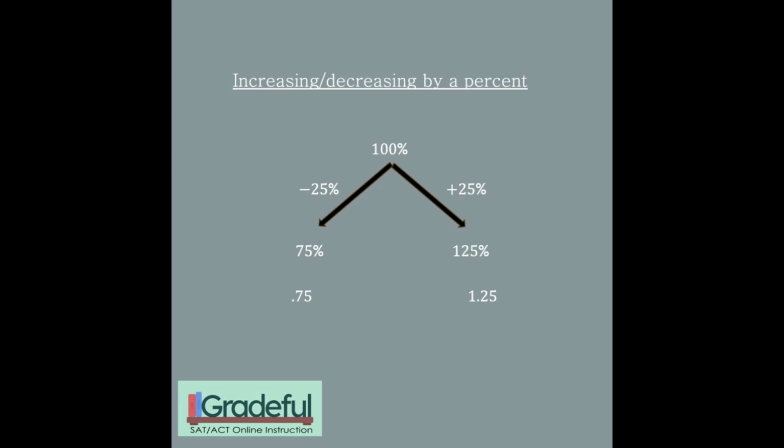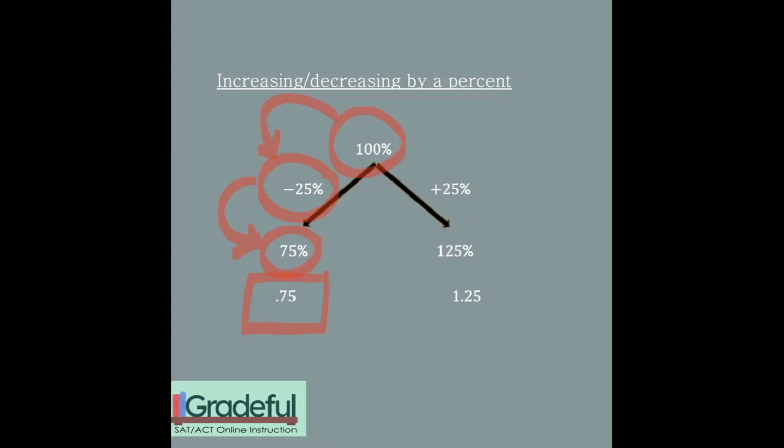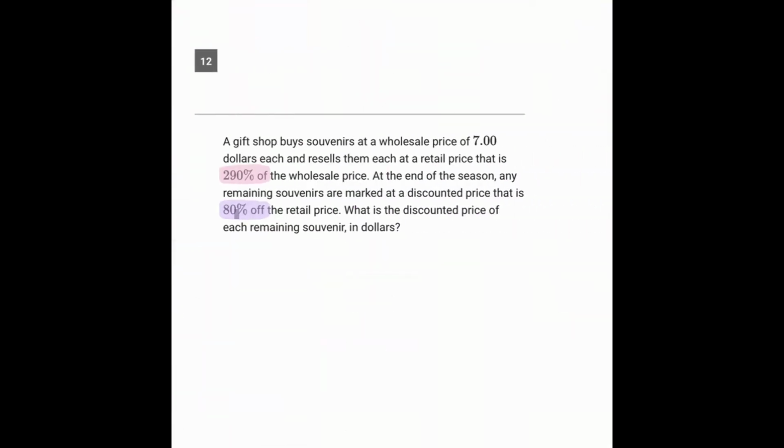If you're increasing or decreasing something by a percent, you start at 100% and then you increase or decrease from there. So if we're taking a percent off of something, in this example starting at 100 and going down by 25, that gets you to a new percent. And then from there, you put it in decimal form. So to say I'm taking 25% off of something means I'm multiplying it by 0.75. And on this question, when we take 80% off of something, that'll mean we're multiplying it by 0.20.